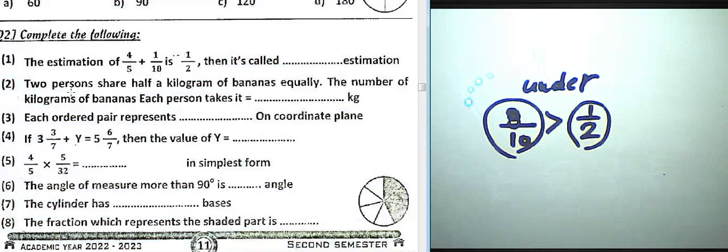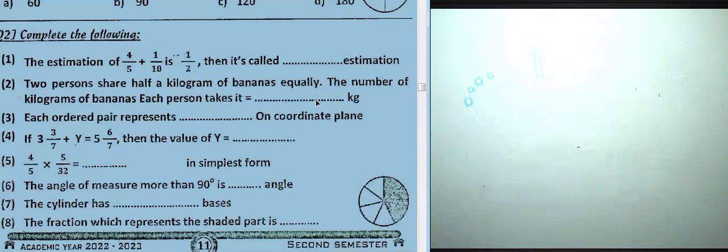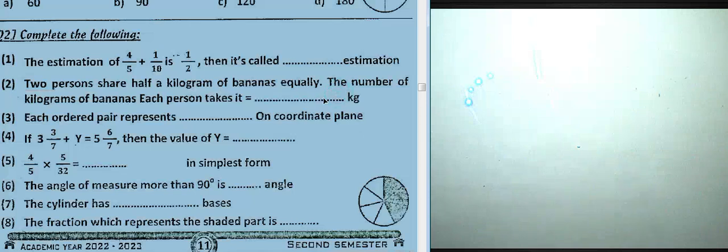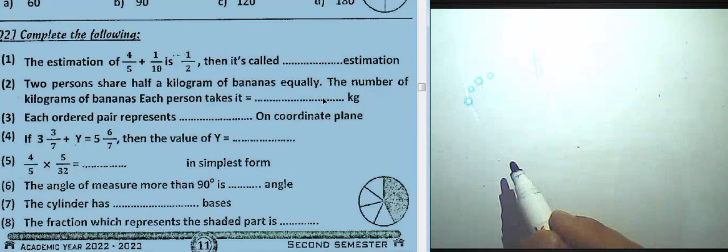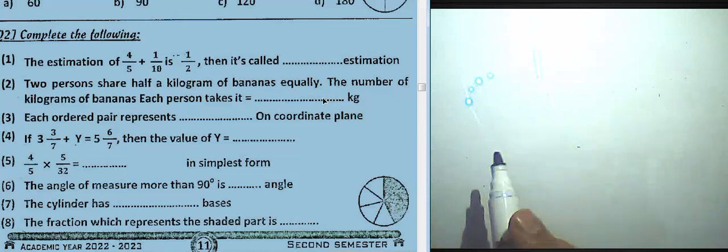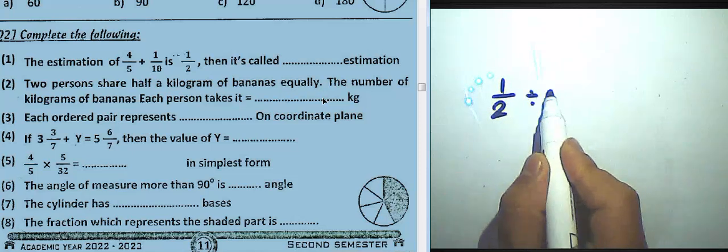Question number 2. 2 persons share half a kilogram of banana equally. The number of kilograms of banana each person takes is space kilogram. Okay, 2 persons. How many persons do we have? 2 persons share half a kilogram. He asked the number of kilograms of banana each person gets. 2 persons share half a kilogram, so we can divide half by 2.